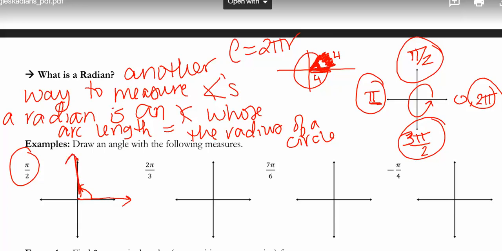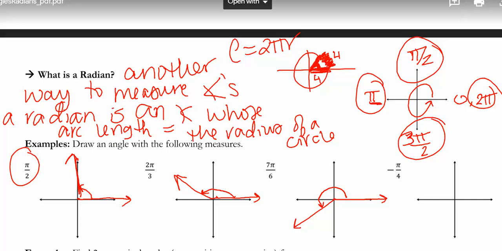2 pi over 3. Well, 2/3 is less than a pi, but 2/3 is greater than a half. So I know it's greater than a half, but not quite a whole pi, so it would be right there. 7 pi over 6, well, 6 goes into 7 about 1 time, so it's 1 and some change. So I'm going to go to 1 pi and then some change. And that would be my answer there.